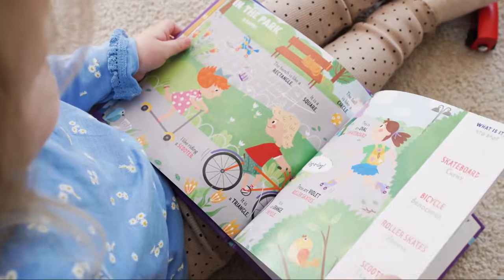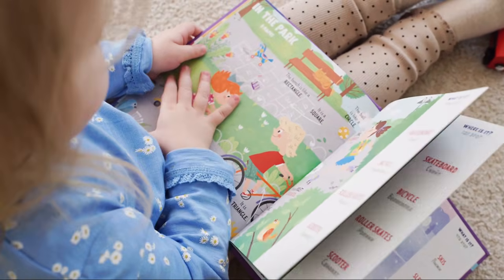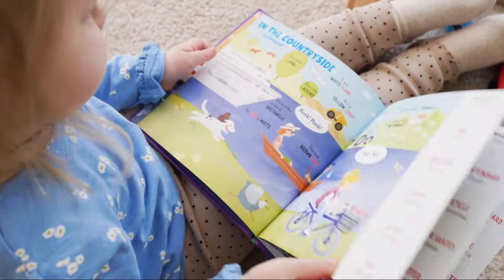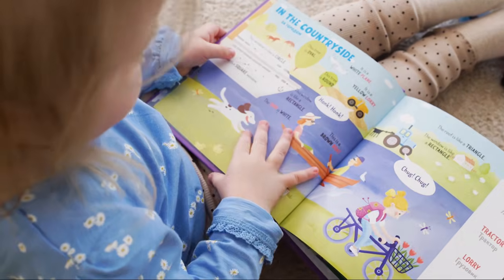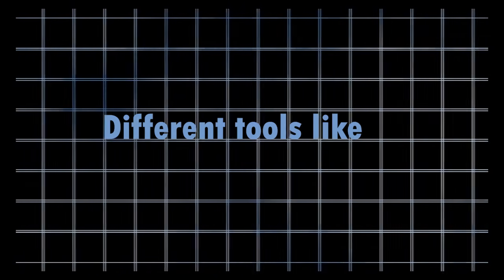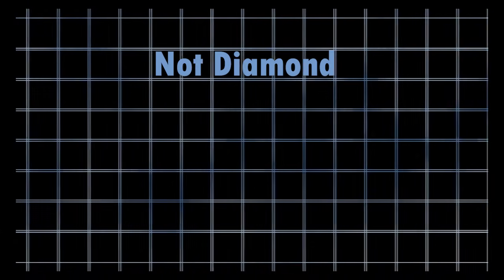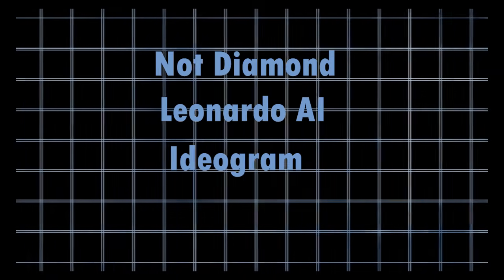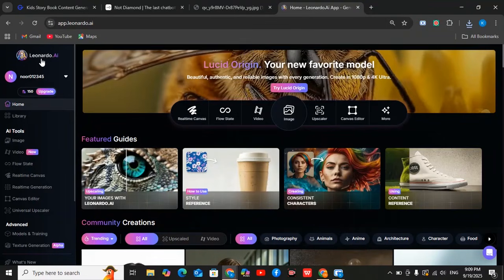All right, now we have successfully created an engaging story for the storybook, but having just the text isn't enough to make a fun storybook for kids. We need some vibrant and eye-catching images to grab the attention. So, to get these images, you can use different tools like Not Diamond, Leonardo AI, and Ideogram. So I use Leonardo AI. Click on the link below in the description.